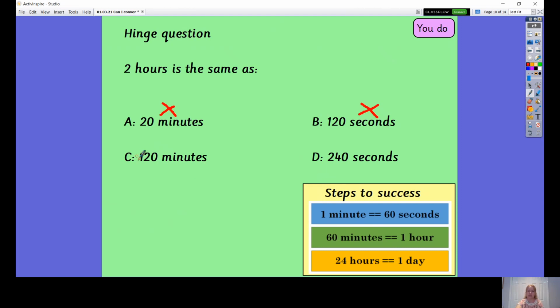120 minutes. Is 60 add 60, 120? Yes, it is. Tick. I think it's that one. I'm going to have a little consideration of this one as well. 240 seconds. So if I was to divide that by 60, that would be 4 minutes. That's not what I want. I want 2 hours, not 4 minutes. So my answer is C, 120 minutes. So well done you if you got that one right.